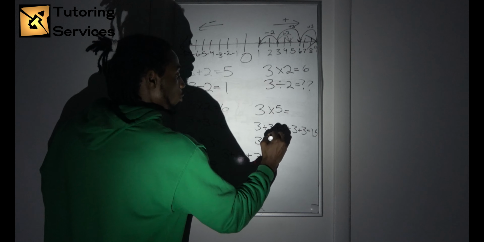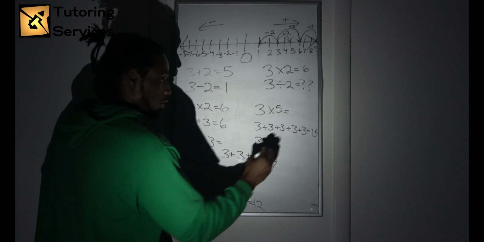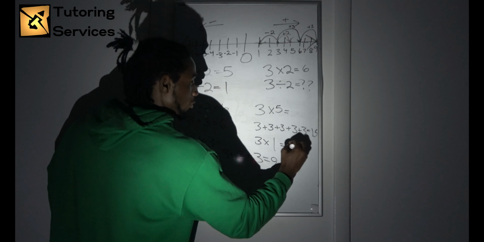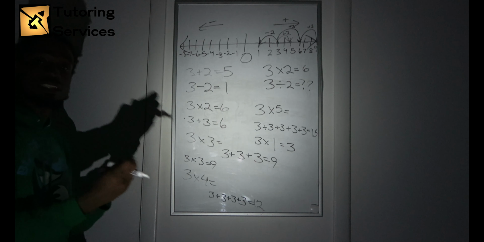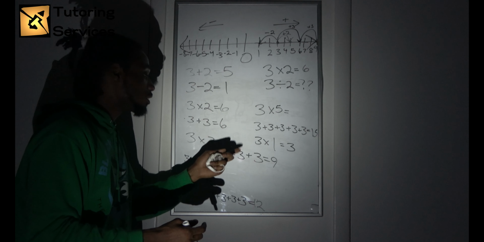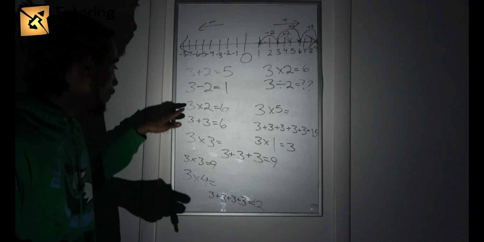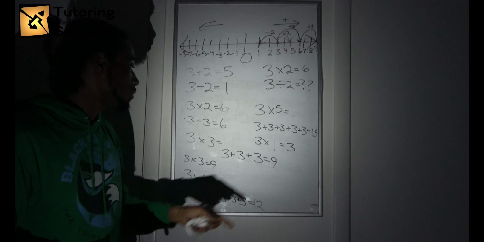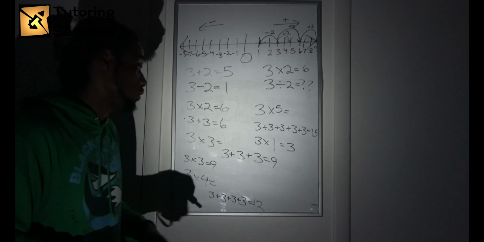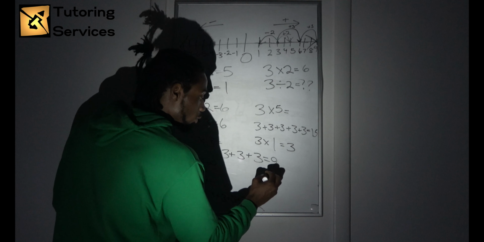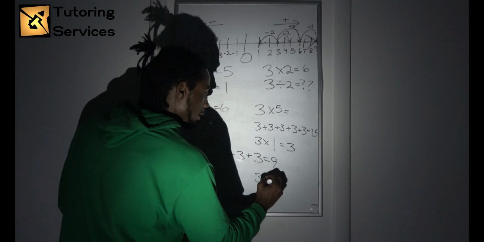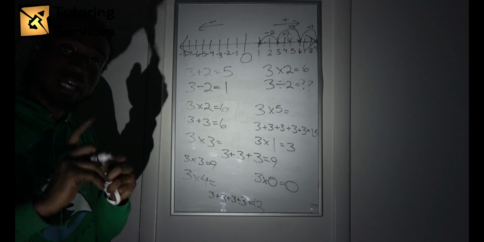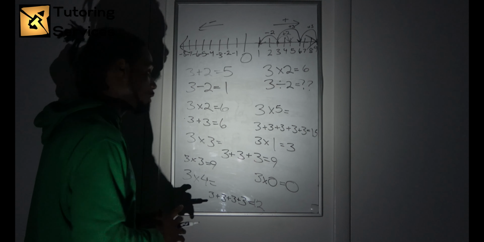3 times 1 is just 3, because you're just putting it there one time. You see how for 3 times 2, we put it there twice? Well, 3 times 1 is just 3. You're just putting it there once and not adding anything to it. And also, 3 times 0 equals 0. Any number times 0 ends up equaling 0.